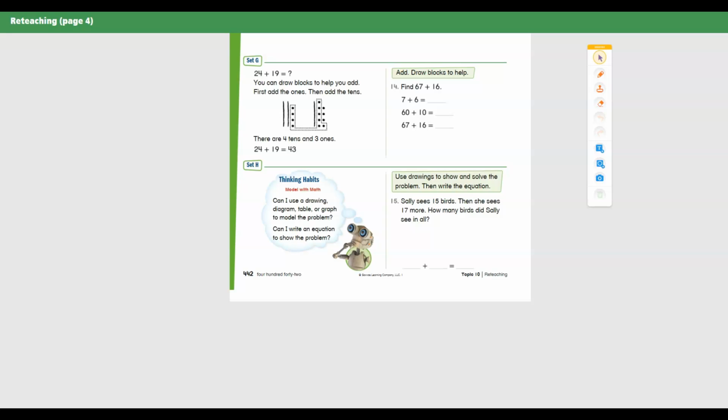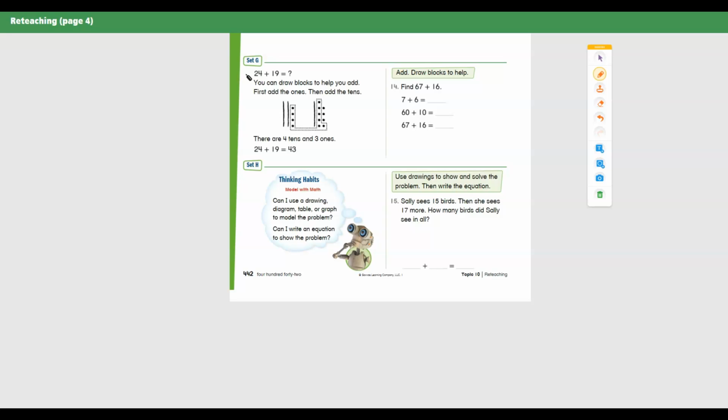We are now going to complete the last page of our reteaching activity. Again, if you need more time to work, you will just pause the video now. We are going to be completing set G and set H. Set G, we are adding 24 plus 19. It says that you can draw blocks to help you add.